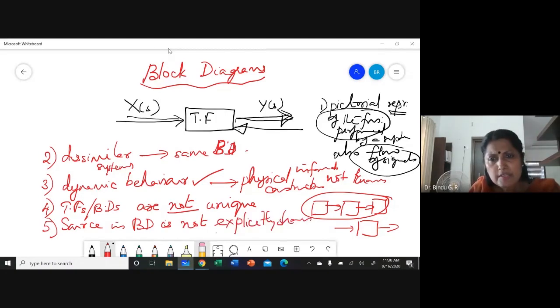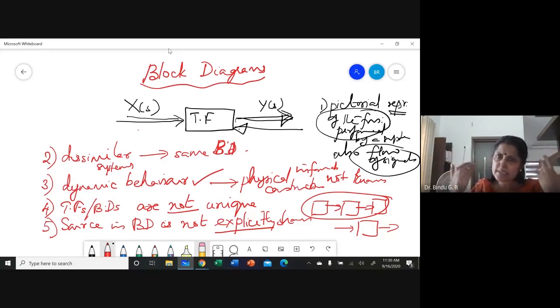And the fifth thing is, the source in a block diagram is not explicitly shown, which means I do not know whether the source is a voltage, whether the source is a force, whether the source is a torque, whether the source is a push, a pull, or whatever. The source is not shown.